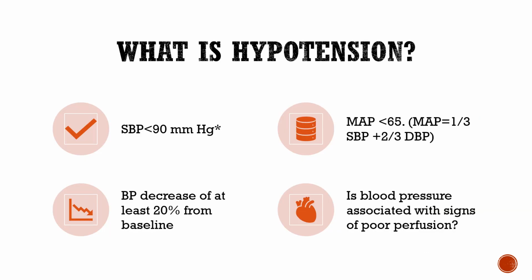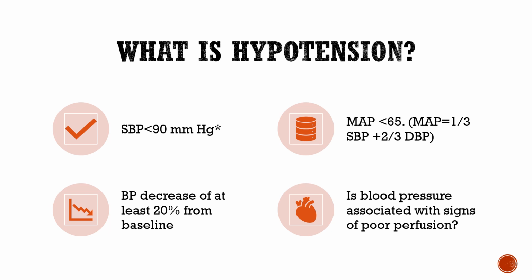So let's define hypotension. Classically, it is diagnosed when the systolic blood pressure is less than 90 millimeters of mercury. However, it's important for us to remember that non-invasive blood pressure cuffs typically measure mean arterial pressure directly and then indirectly estimate the systolic and diastolic pressure. Again, some patients who are hypertensive at baseline can develop hypotension when systolic blood pressure is above 90. For these patients, we go by a blood pressure decrease of at least 20% below baseline.